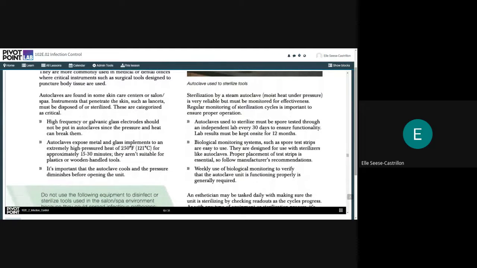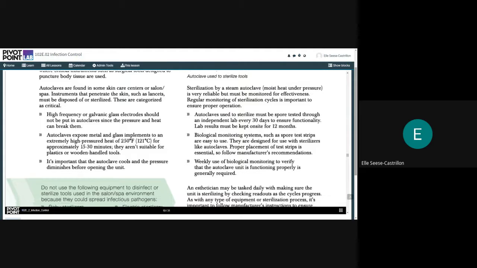Autoclaves are found in some skincare centers, salons, and spas, and instruments that penetrate the skin, such as a lancet, must be disposed of or sterilized. I just dispose of mine. These are categorized as critical. An autoclave exposes metal or glass implements to extremely high pressure heat, 250 degrees Fahrenheit, for approximately 15 to 30 minutes, and they aren't suitable for plastics or wooden handle tools because obviously they would melt.